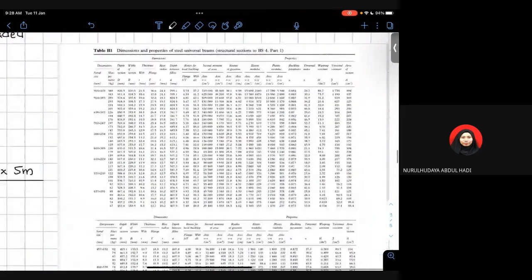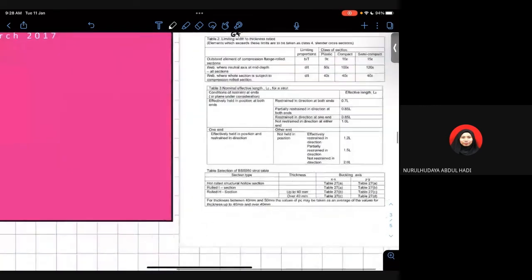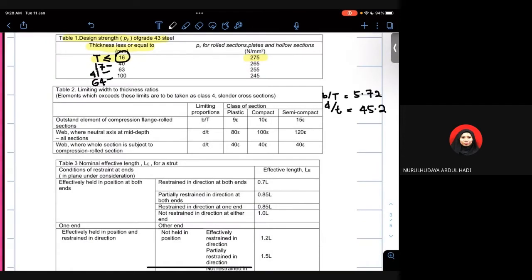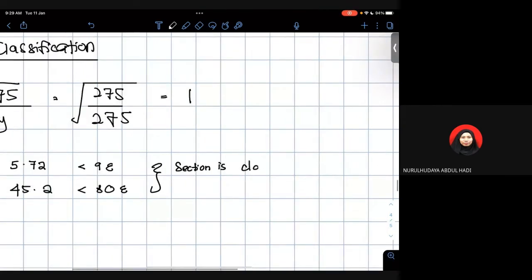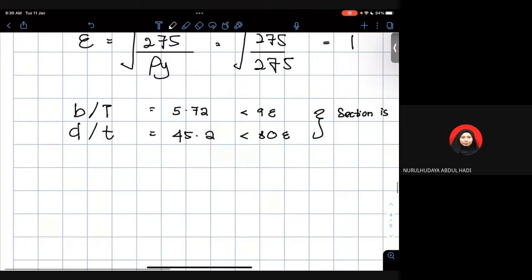Dari dua value ni, we actually need to refer to this table. For this one, kita akan compare starting dari plastic dululah. B over T is memang less than 9, sebab constant kita 1, 9 times 1 jadi 9 juga. B over T 5.72 is less than 9 and D over T 45.2 is less than 80. Kita akan dapat section is class 1. Plus we do shear strength.